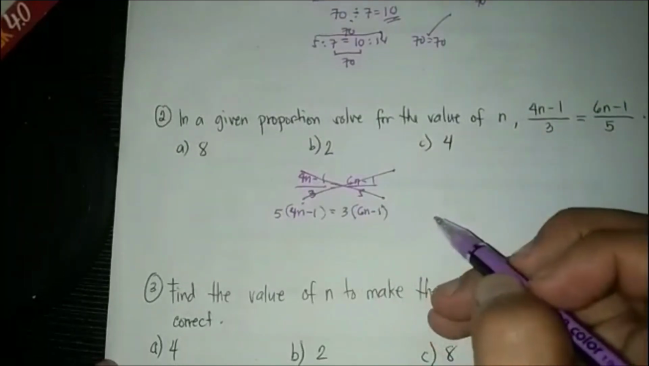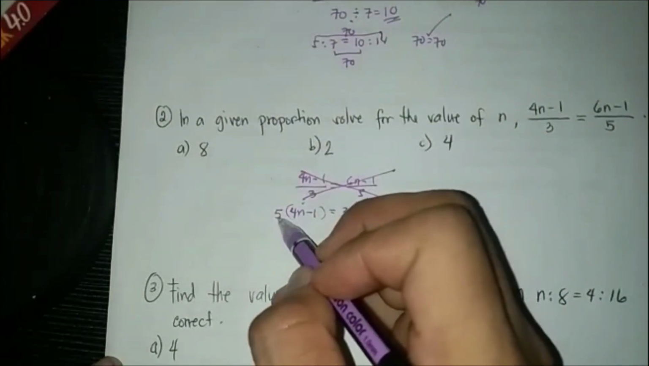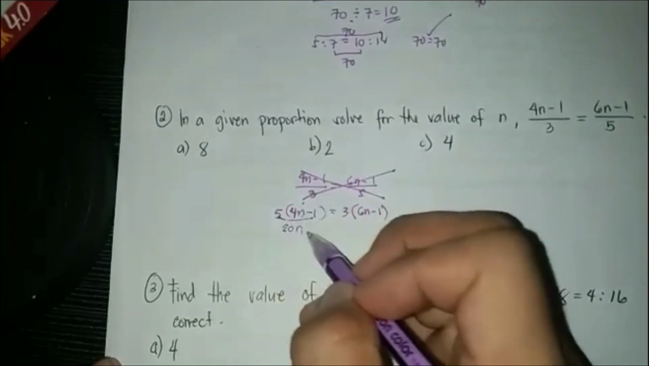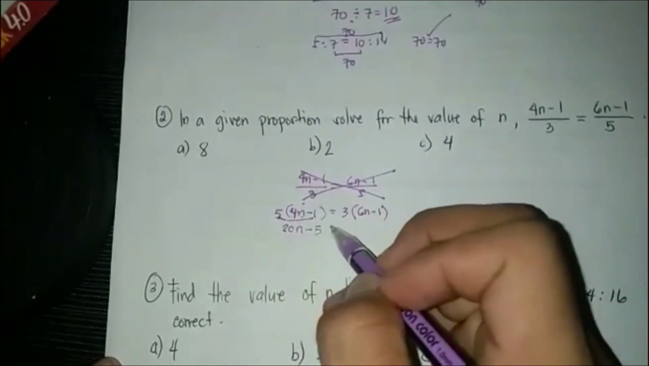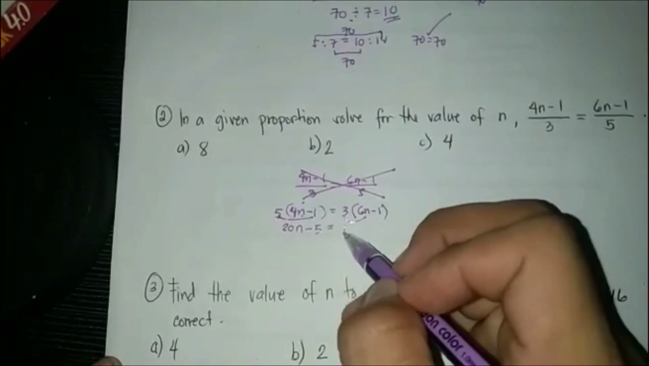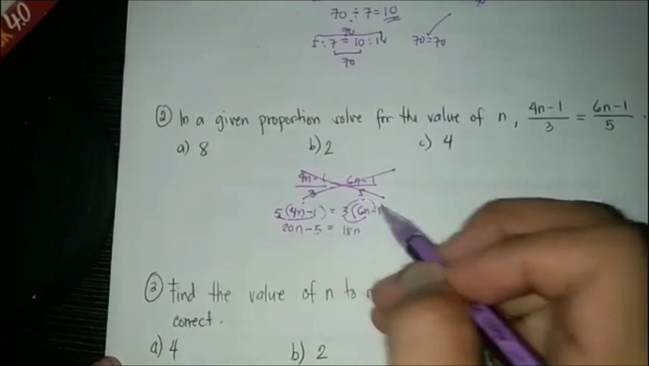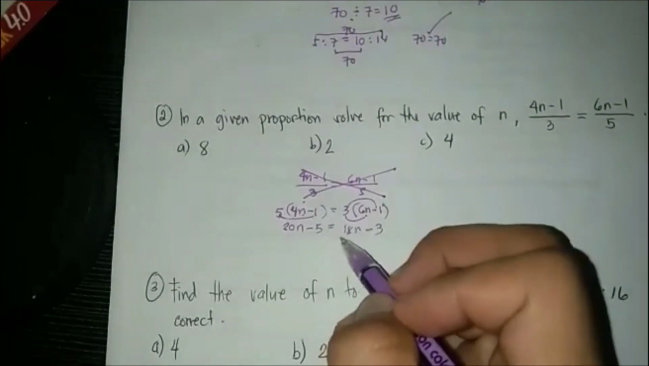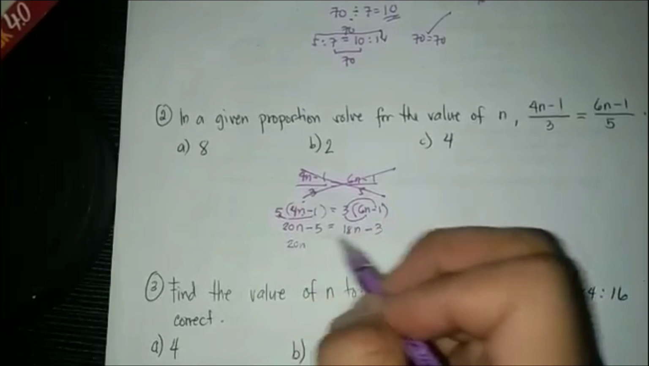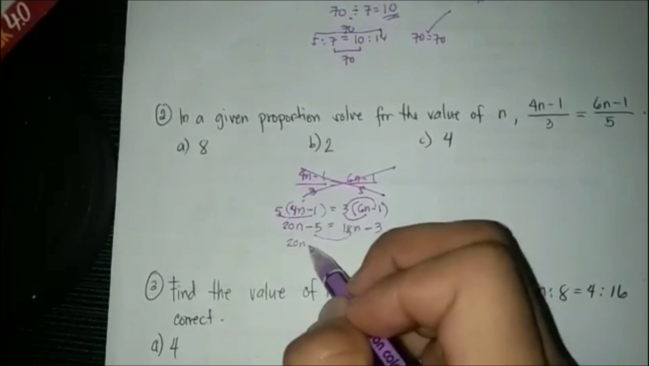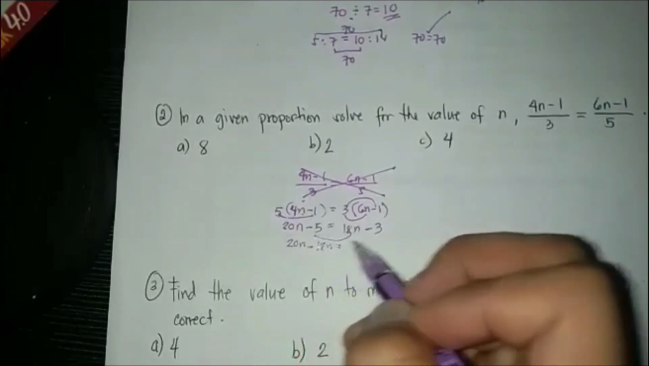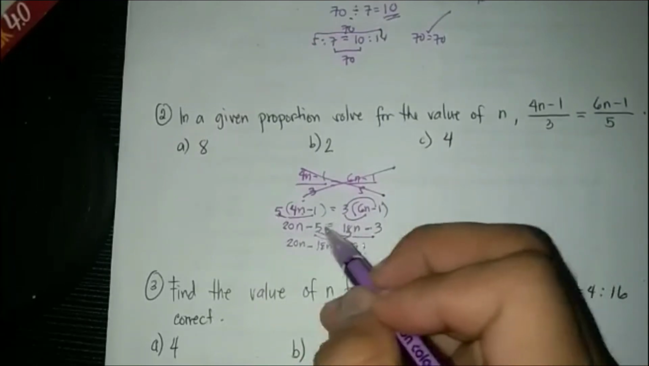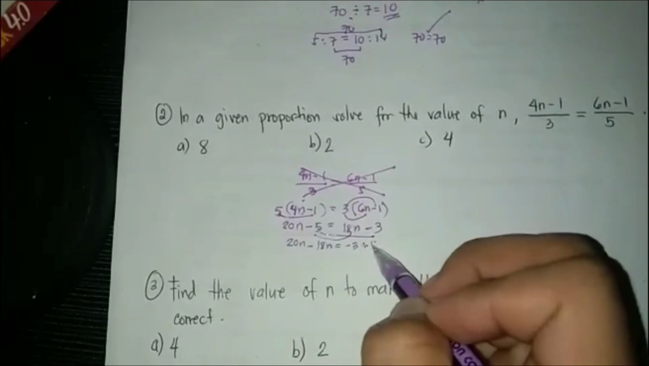So distribute natin. 5 times 4n, 20n. 5 times negative 1, negative 5 equals 3 times 6n, 18n. 3 times negative 1, negative 3. So using transposition, transpose natin 20n, from positive magiging negative 18n equals negative 3, from negative 5 magiging positive 5.